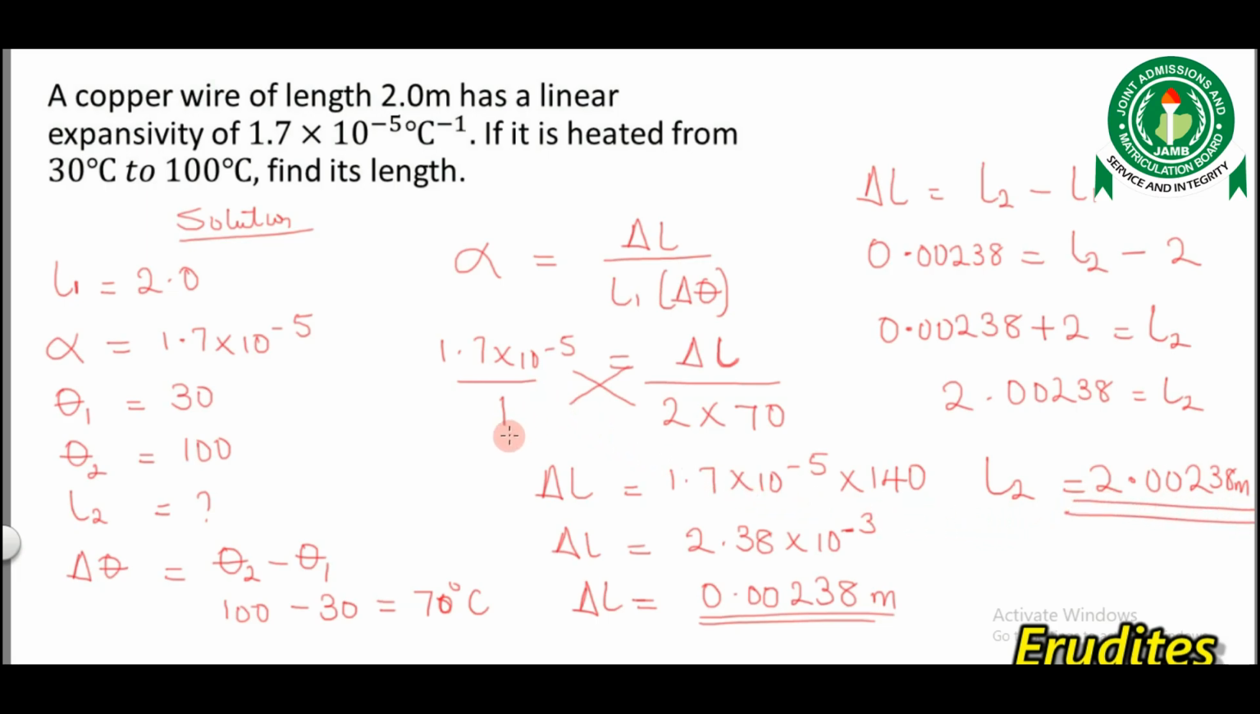So this is actually very simple. The first thing you want to do is to first of all fish out your parameters, and you can fish out the parameters correctly when you read the question carefully. And then after that, bring out your formula for linear expansivity, which is equal to change in length per unit length per degree rise in temperature. So all you just need to do is to input your values, and then you arrive at your answer.